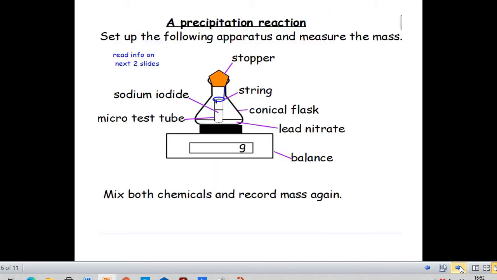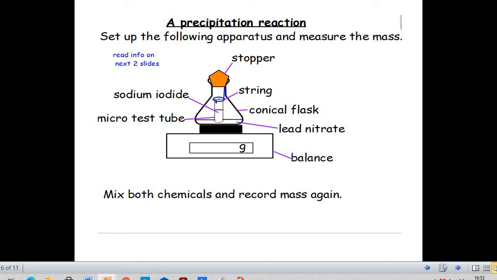The next reaction we're going to look at is a precipitation reaction. Set up the following apparatus and measure the mass. So what I've got here is a bit more complicated. I've got a conical flask. I've got a stopper in the top. I've got a piece of string with a micro test tube, which just means a very, very small test tube. In that test tube, you've got a substance called sodium iodide. And in the conical flask, you've got lead nitrate. Now, they are not mixed. The string is holding up that micro test tube, so it does not tip the sodium iodide into the lead nitrate until we want it to.